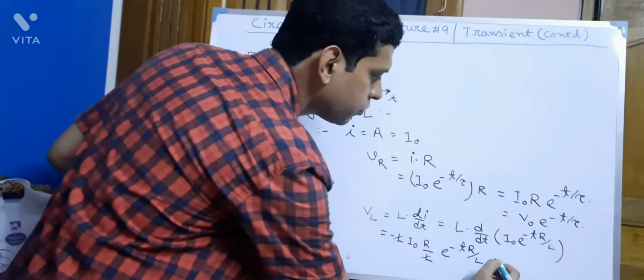So the nature of VL is this type. This is minus V0. At t equal to 0, VL equal to minus V0. And at t equal to infinity, e to the power minus t by tau equal to 0. So VL equal to 0. So this will be the nature of VL, the voltage across the inductor.